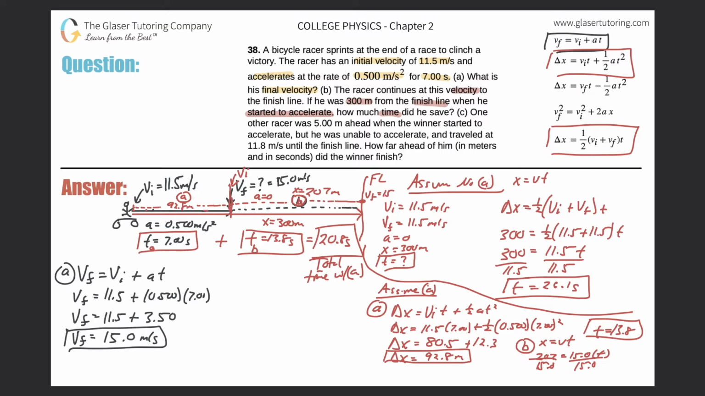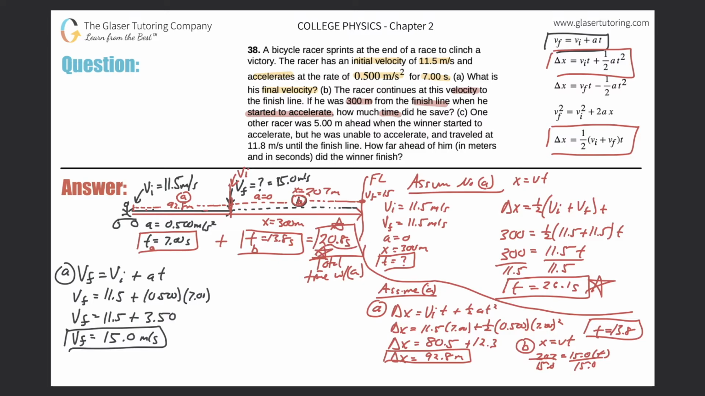Now we have to remember, what do we even want to solve? The question is asking how much time he saved. So let's go back over to the right-hand side. This is the time in which he would have crossed the finish line, assuming he didn't accelerate at all. It would have been 26.1 seconds, which should be longer than if he did accelerate. And it is, we just found it to be 20.8.